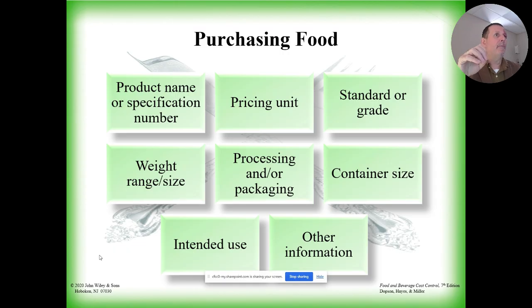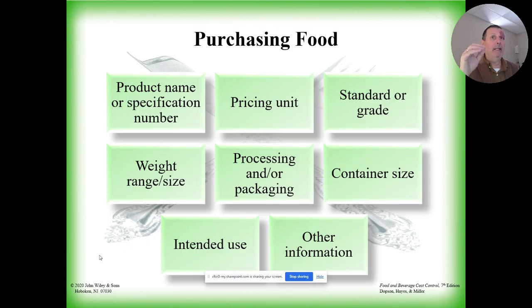All right, so on the purchasing, let's see. Here's some of the information on there. The product name and specification number, the purchase pricing unit. If I'm buying by pound, by case, by each, by jar, or by a case of jars or whatever, right? All that should be on there so I know what I'm getting.